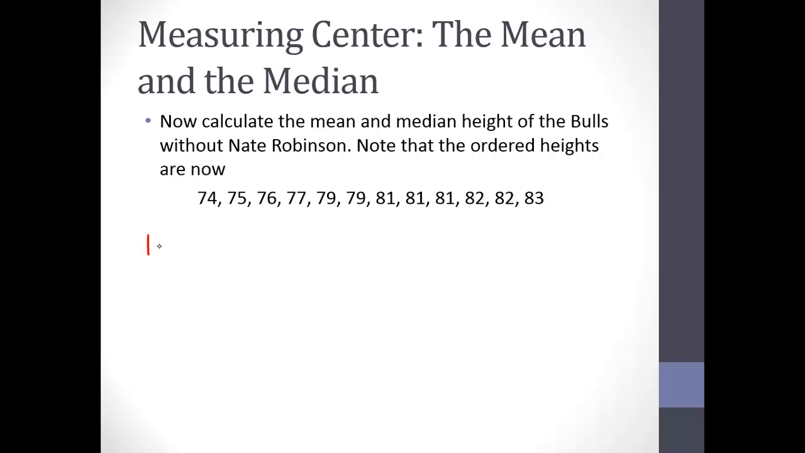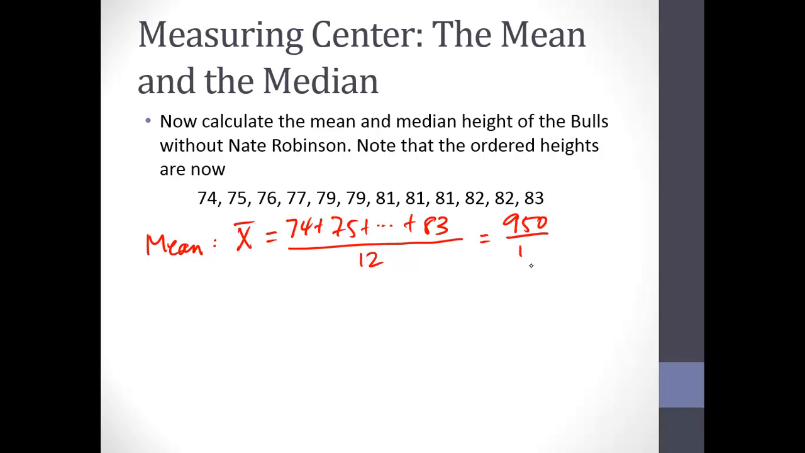So let's again calculate the mean. Again, this is going to be x bar, what we're calling that, 74 plus 75 plus so on up to 83. And we want to divide by the total number of observations we have, which is, now we've taken 1 away, so we only have 12 people listed here. And if you work that out, that is 950 divided by 12, which is 79.2 inches. So again, pretty straightforward, not really anything different going on there.